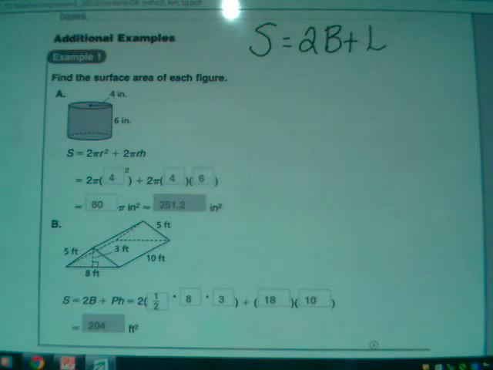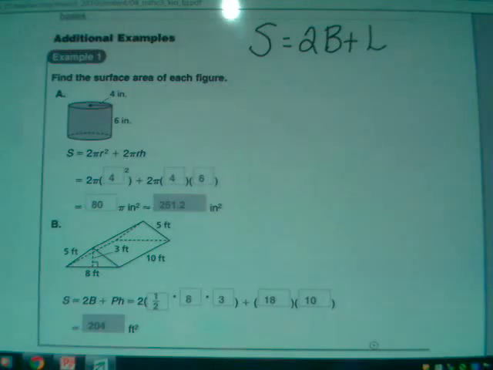Now B is a returning friend. We've seen B before. B is the area of the base, the piece that the shape is resting on. We're used to that, or how it would rest normally. We can deal with that. What's new to us is L. L is the lateral area. And remember, we defined those words, lateral face and lateral surface, in the introduction. So we're going to be bringing that in now to talk about L. When we're talking about a prism, the lateral area is the base perimeter times the height.